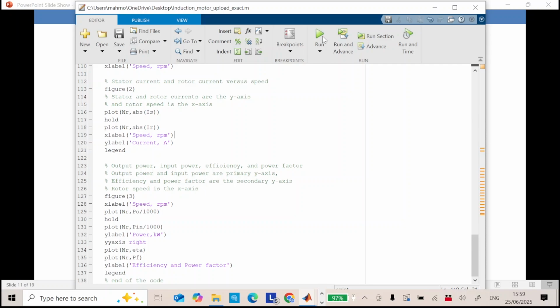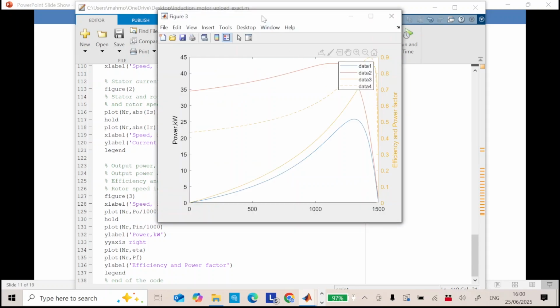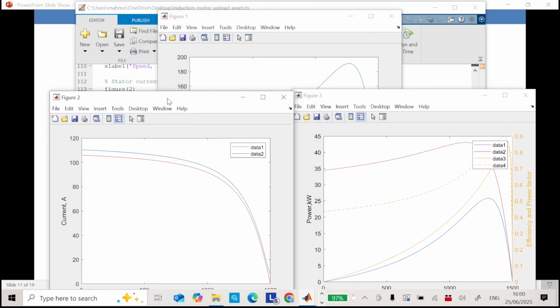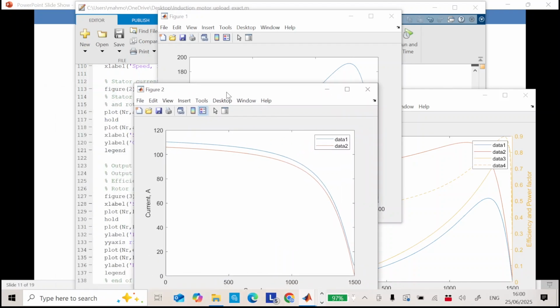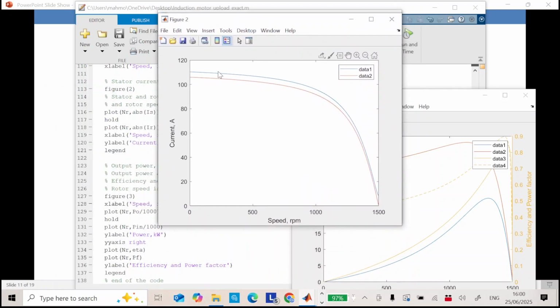So we expect to see the figures for the torque speed, current speed, and power speed or power factor and efficiency speed characteristics. So click on that one. I'm going to find the three curves, figure 3, figure 2, and figure 1. So figure 1 represents the torque speed characteristics as we anticipated. So that one is the x-axis, the speed, and the y-axis, the torque in Newton meter. For figure number 2, we are going to have stator current, absolute value for the stator current, which is the blue line, and the rotor current, absolute value for the rotor current, which is the red line.